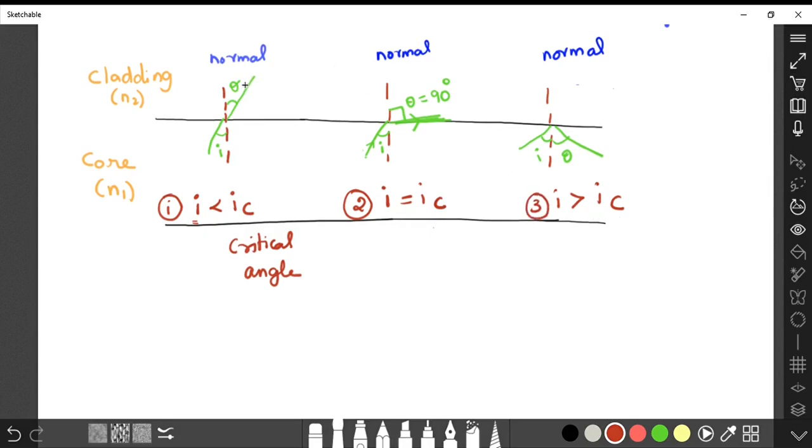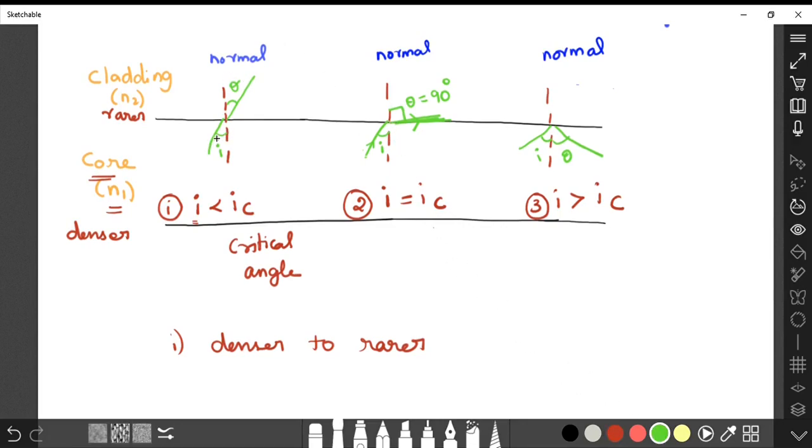Theta is the angle of refraction. This is the inner part of the optical fiber, that is the core medium. Its refractive index is N1 and it is the denser medium, which is surrounded by the cladding. This is the cladding medium. Its refractive index is N2. It is the rarer medium, right? Now the angle of incidence takes place in the core medium. The light travels from denser to rarer medium. This is the first condition. Now this is the normal. The red line represents the normal. Here this is the angle of incidence.